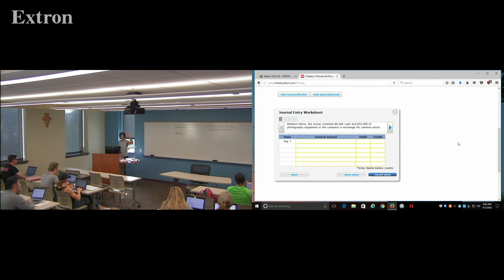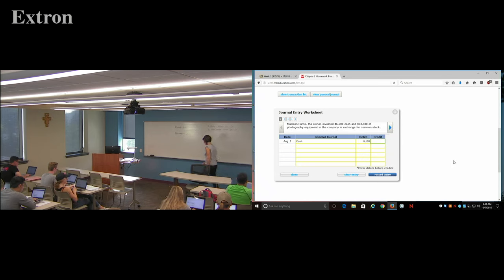Well, what do we want cash to do? Increase or decrease? Increase. And how do we increase cash? With the debit. So I'm going to go to my journal, my very first line, and I'm going to select cash. And I'm going to come over here to the debit column, because remember, I want to list my debits first. And so I'm going to enter 6,500, okay? And it tells you right down here, look, it says, enter debits before credits, right?